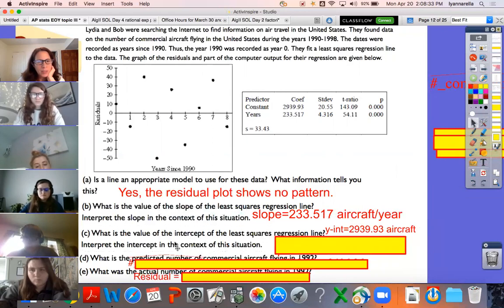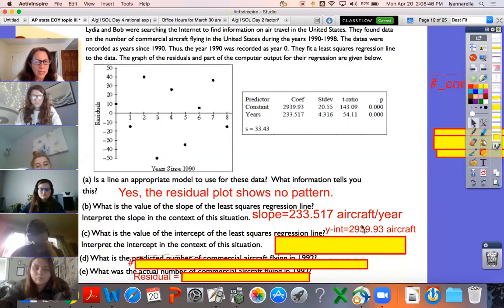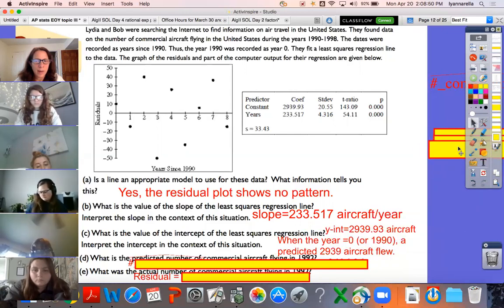Okay, and so when they say interpret the intercept in the context of the situation, what they're saying is the y-intercept is always where the x value is 0. So the x value is 0 at 1990. So I guess we could say something like in 1990, we expected there was about 2939 aircraft flying.